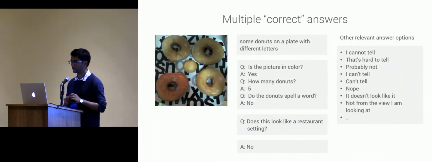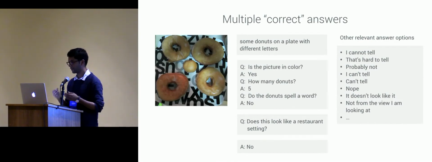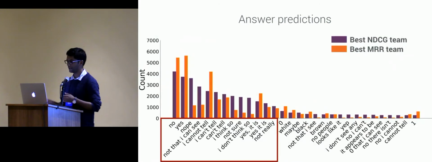I wanted to tie it back to the example I showed earlier. For the question, does this look like a restaurant setting? The ground truth answer is no, but of course, that is subjective to quite an extent, and there can be multiple ways of answering that question. The data set was collected in a way where the person asking questions was not looking at the image, so there are a whole bunch of these hard binary questions that can have multiple ways of answering. A model that places its mass on some answers that convey uncertainty is generally doing a better job.